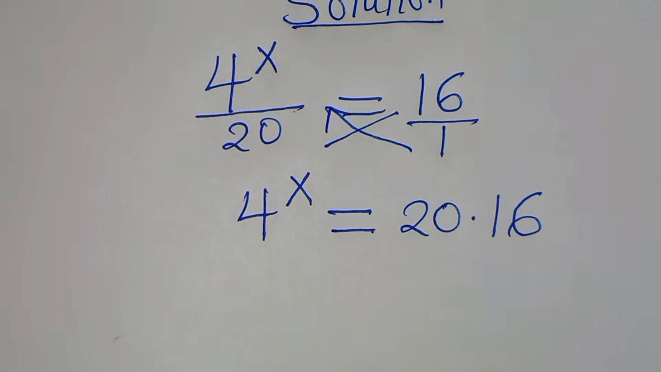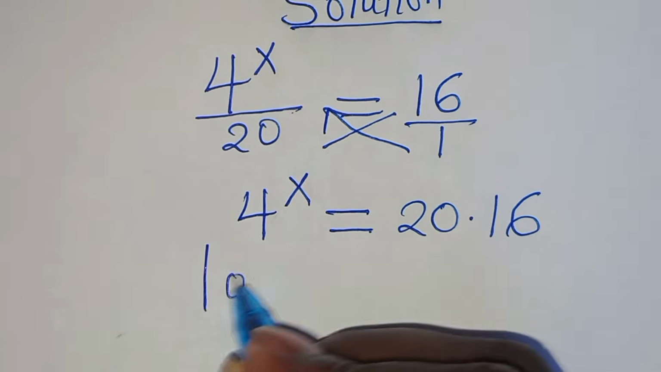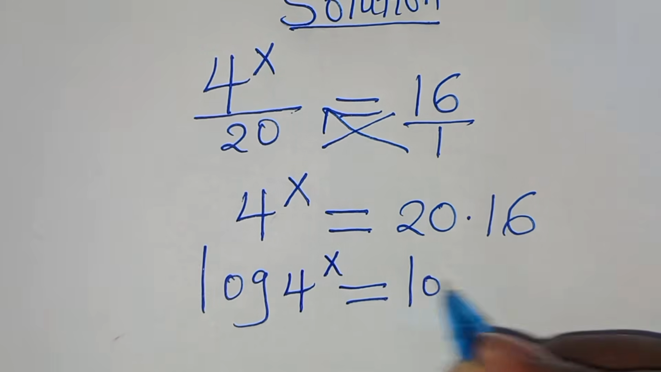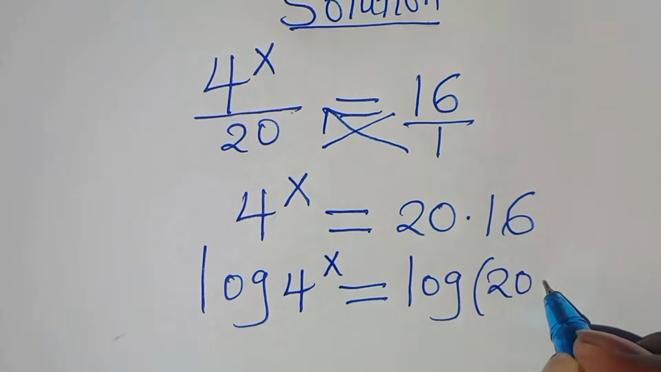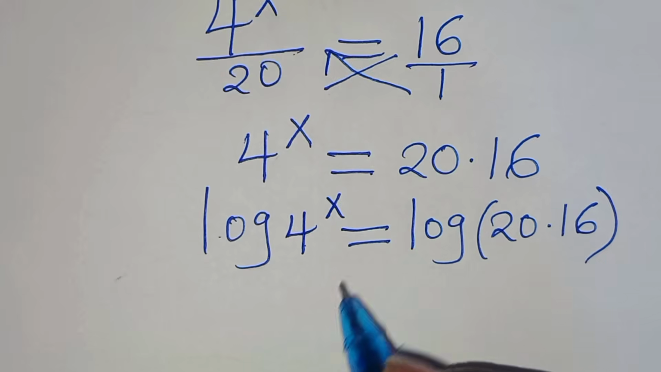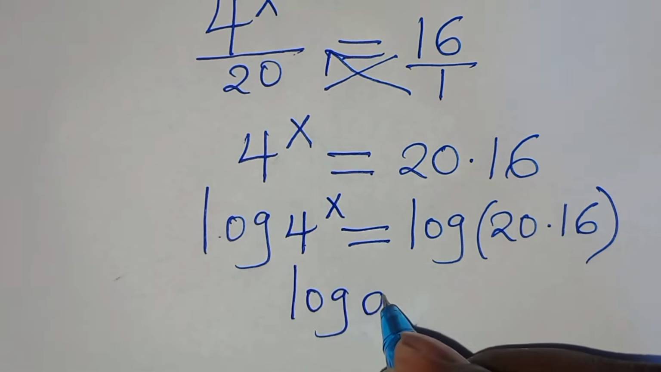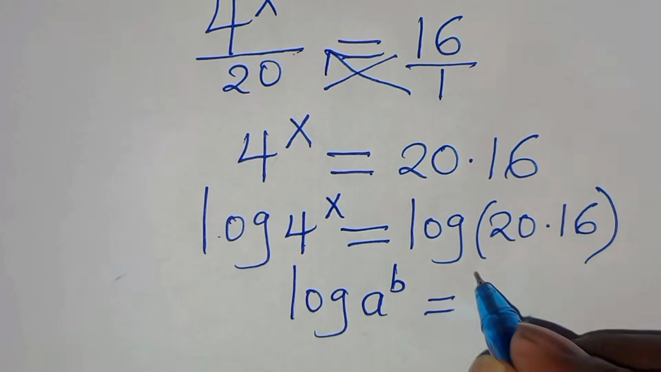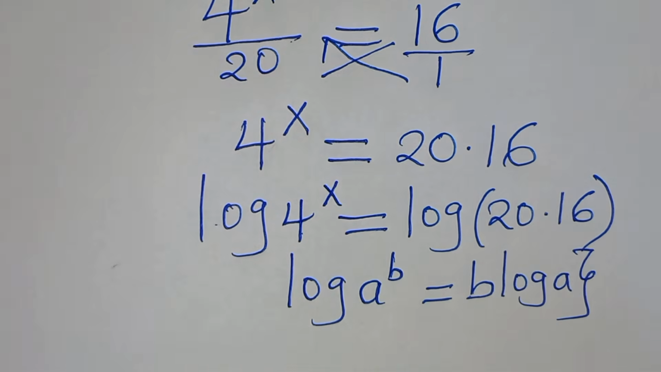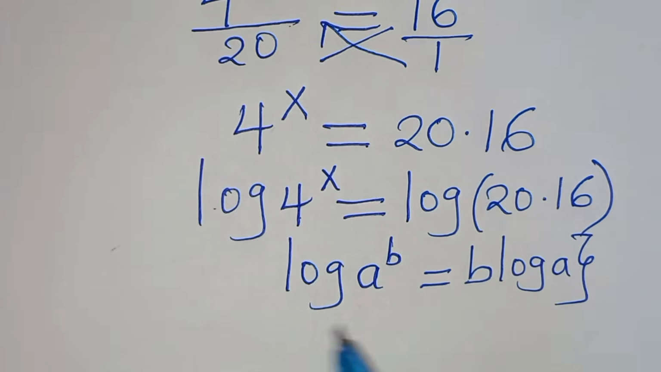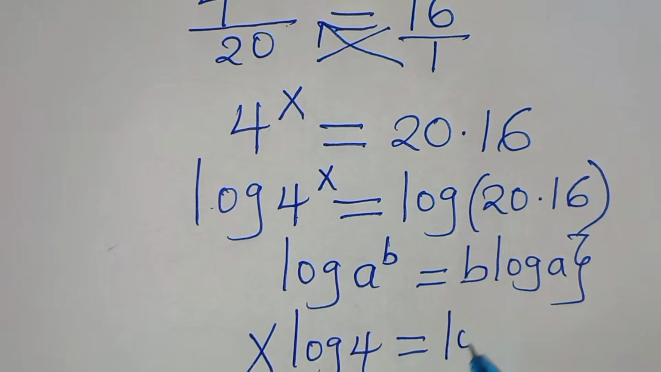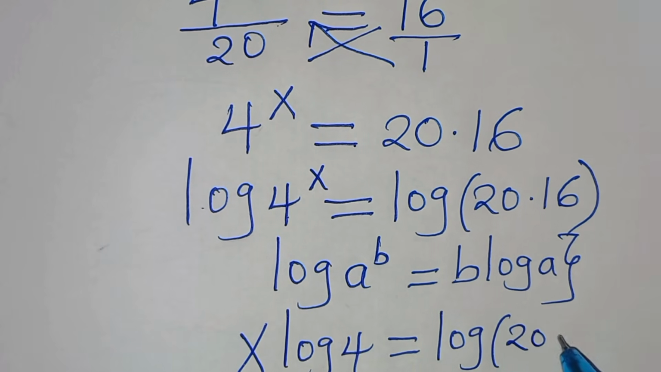Now to solve for the value of x here, let's introduce logarithm on both sides. We have log 4 to the power of x. This is equal to log 20 multiplied by 16. Now the next step is that log 4 to the power of x is in the form of log a raised to the power of b, which can be expressed as b log a. Now applying this power log property, log 4 to the power of x becomes x log 4. This is equal to log 20 multiplied by 16.